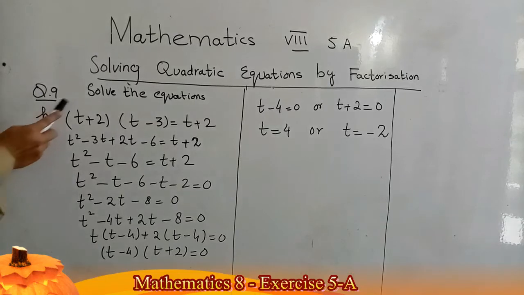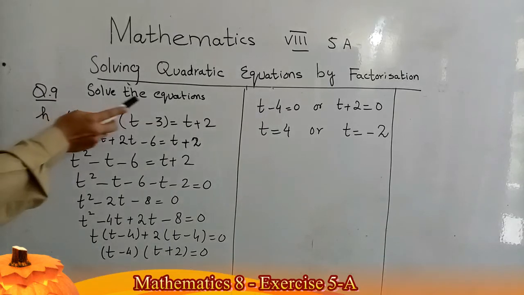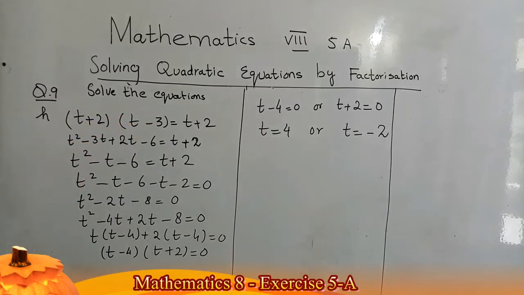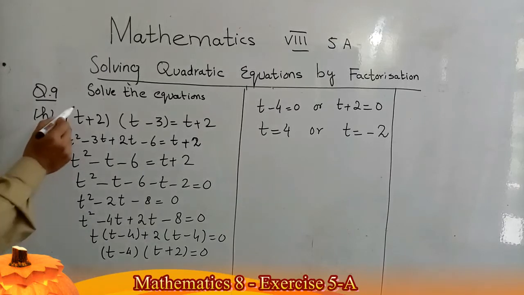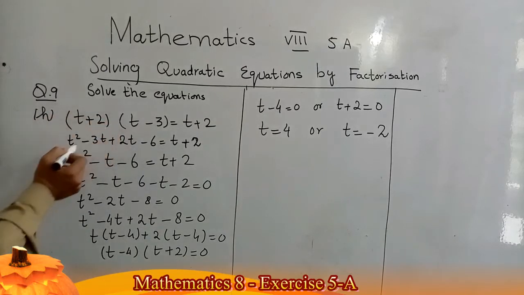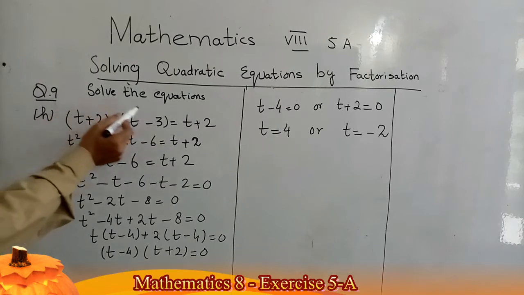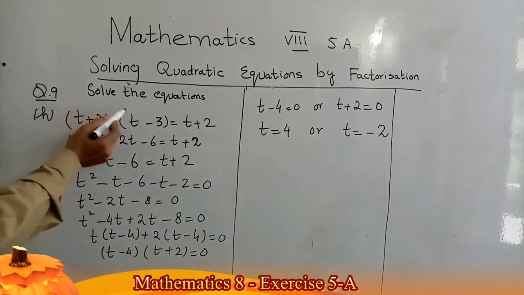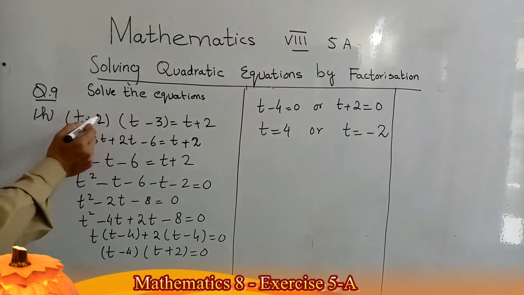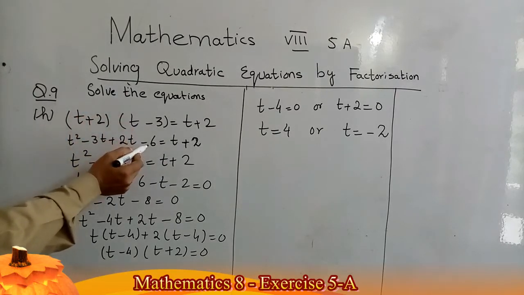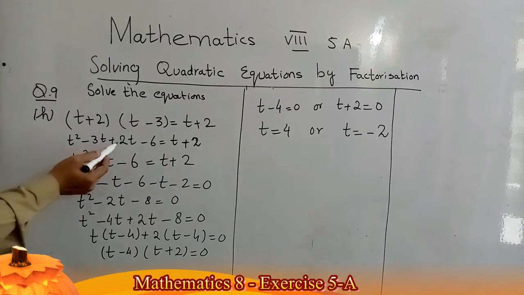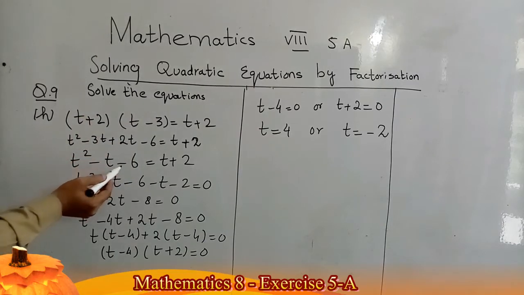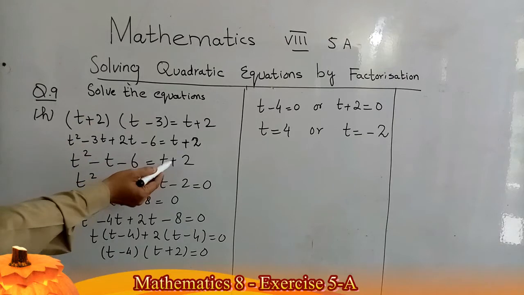Question number 9, part H, solve the equations. First of all, I will convert it into standard form. So t into t, t square, t into minus 3, minus 3t, then 2 into t, 2t, 2 into minus 3, minus 6. Minus 3t plus 2t becomes minus t, minus 6 is equal to t plus 2.